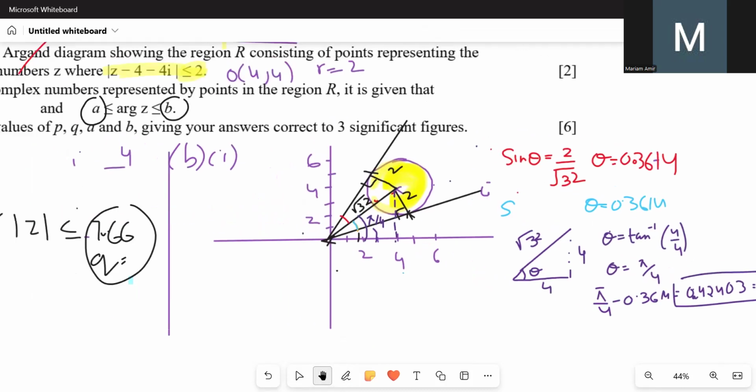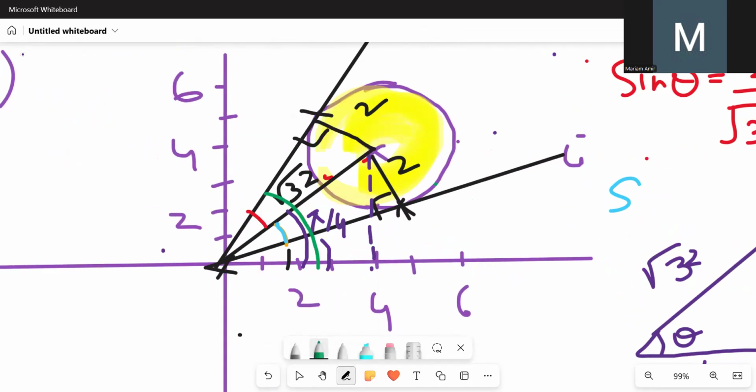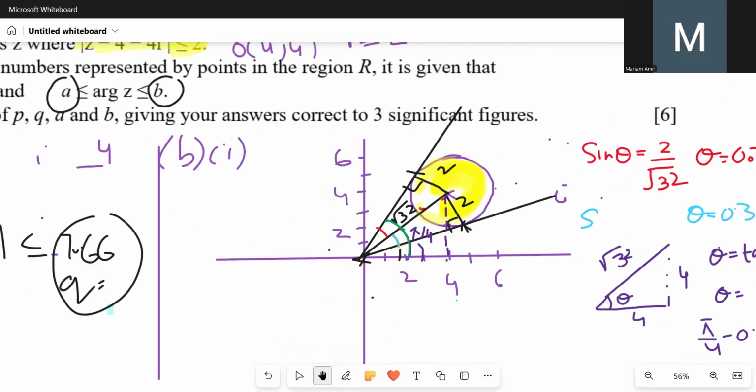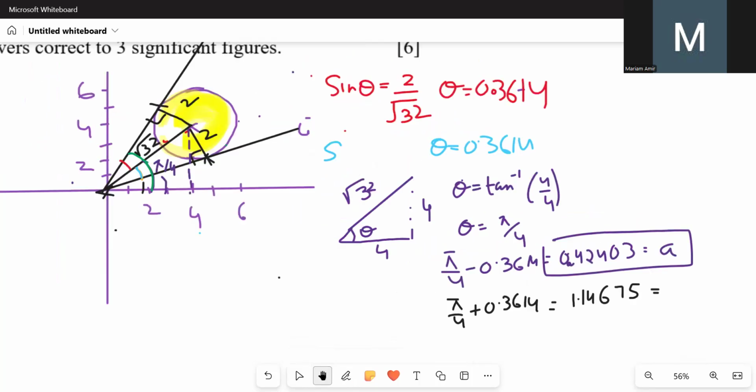Next, we need the biggest argument, and we had already seen that this would be the biggest argument. So we already know pi by 4, and we add the red angle to it, and that will give us the biggest argument. So it's just going to be pi by 4 plus 0.3614, which gives 1.14675, which is going to be the value for B.